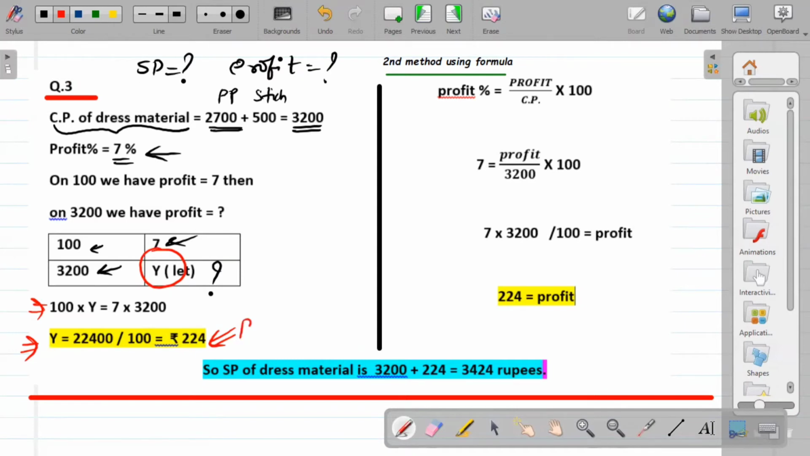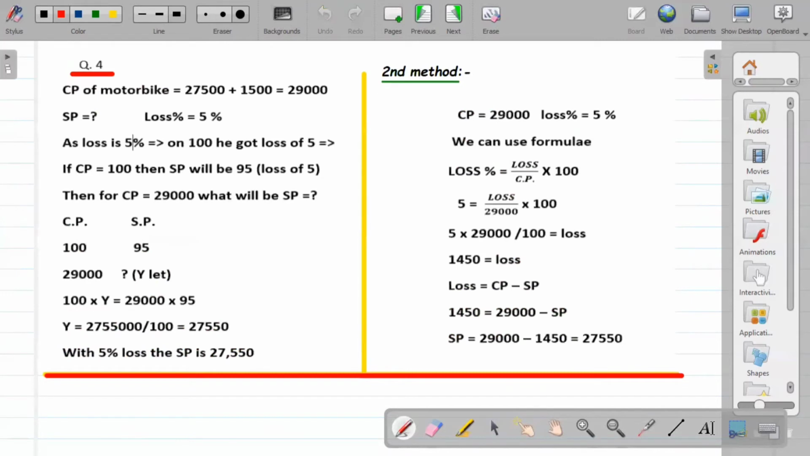224 is nothing but my profit, right? After that, you can add the profit to the CP and you will get the SP. Or you can put it into the formula also. What is our formula? Profit percent is equal to profit upon cost price multiplied by 100. 7 is the profit percent, cost price is 3,200, profit we don't know. If you solve it, you will still get the same profit. And after adding the profit to the cost price, you will get the selling price, that is 3,424. This is how you can solve the particular question.